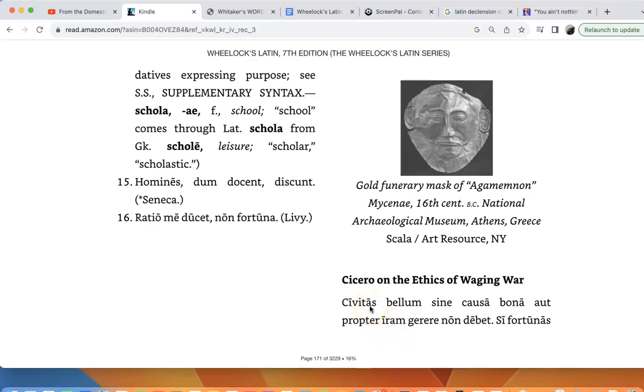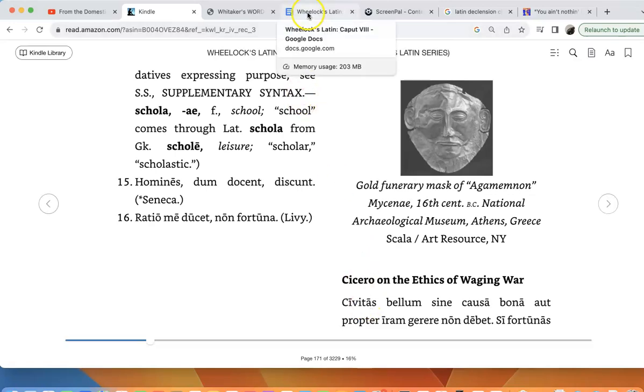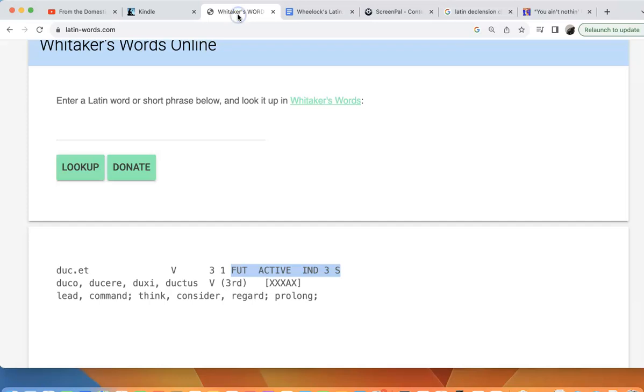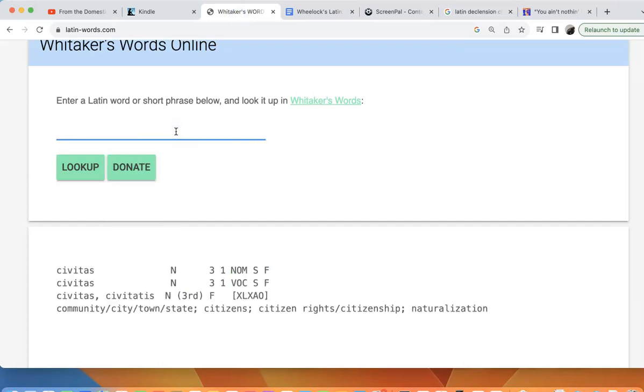So here we have civitas. Now civitas, it is where we get the words civis and citizen, but we had this before. So we'll just look it up here. It means state in this case. Cives, where we get the word citizens, but in this case, he's talking about the state.